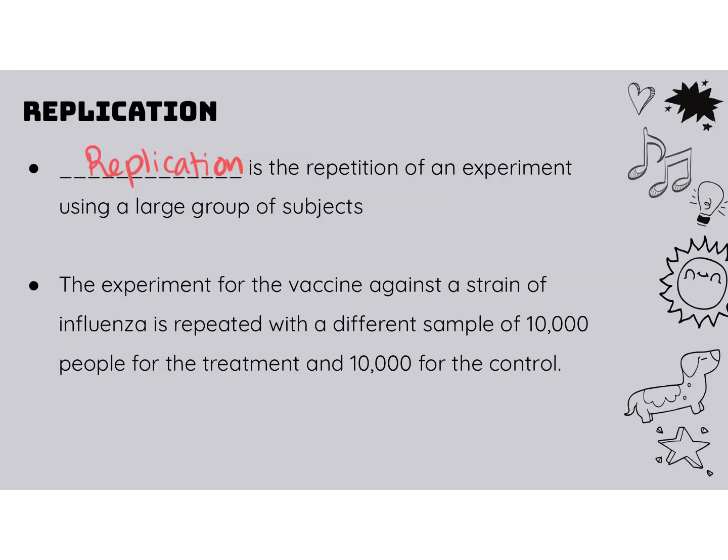And then replication is the repetition of an experiment using a large group. So the experiment for the vaccine against a strain of influenza is repeated with a different sample of 10,000 people for the treatment and 10,000 for the control. So again, you have that large sample size used in the replication. The reason we use that replication is if you get those same results, that makes your study even stronger.